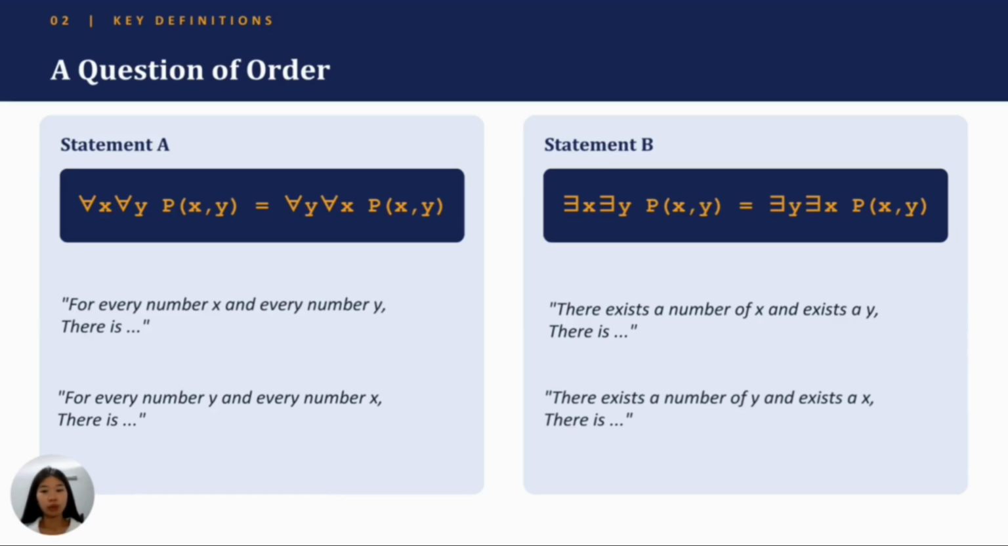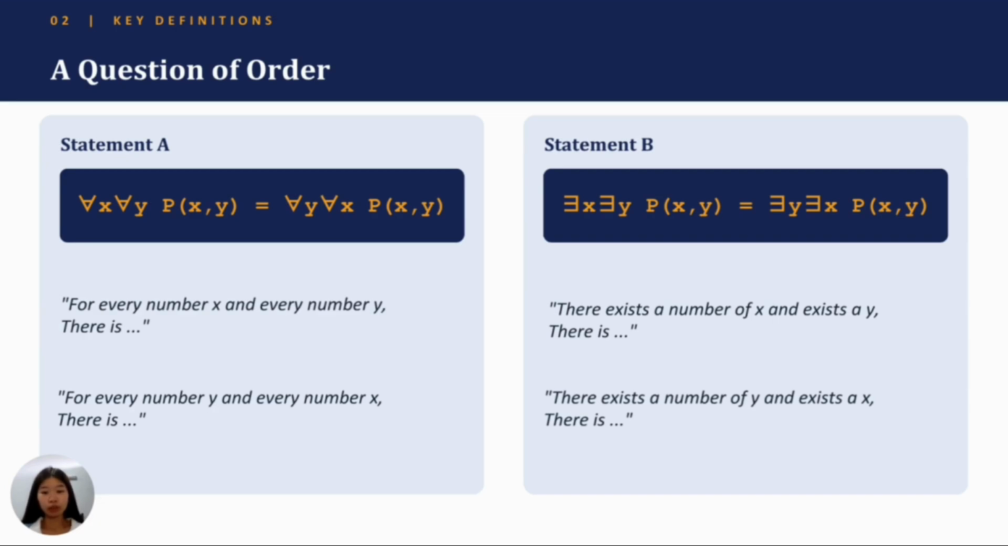Moving to the next, the question of orders. As you can see in the statement, for all x for all y P(x,y) is equal to for all y for all x P(x,y). In natural language, it means for every x and every y there is the scope, and for every y and every x there is the scope. Each brings the same meaning if we exchange the order of the quantifiers for all x and for all y. And statement B, there exists x, there exists y, P(x,y), is also the same as there exists y, there exists x, P(x,y).